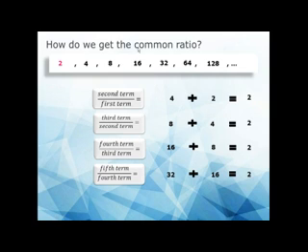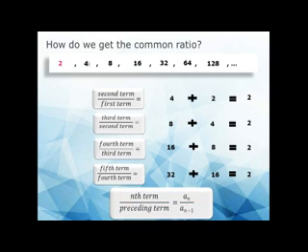Because we call it common ratio, as I have said, it should be shared by all the two consecutive terms in the sequence. So we have to check if the ratio between 2 and 4, between 4 and 8, between 8 and 16, between 16 and 32, between 32 and 64 and 128 is the same, because it should be common for it to be a geometric sequence.